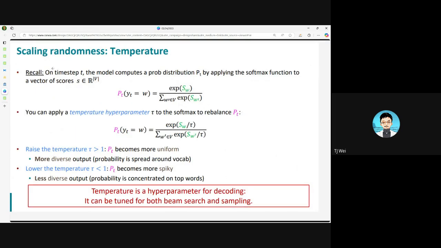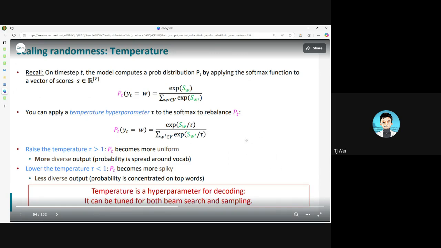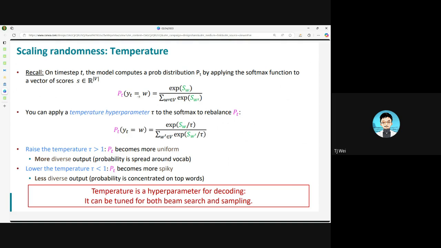Another way to scale the randomness is by using the temperature. The temperature modifies the softmax. Instead of using softmax directly, we divide the output by a temperature hyperparameter tau. If tau is very large, like infinite, every input becomes 0 because it is divided by infinity. Exponential of 0 is 1, which means every token will have the same probability to become the output, regardless of the original logits, because everything becomes 1.